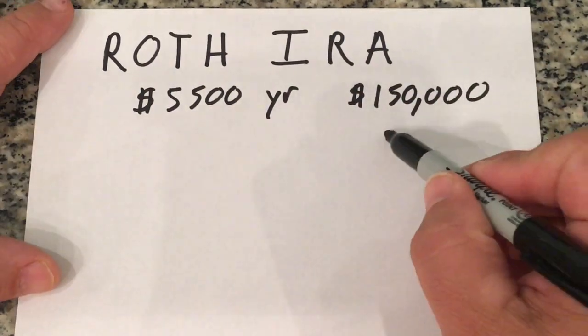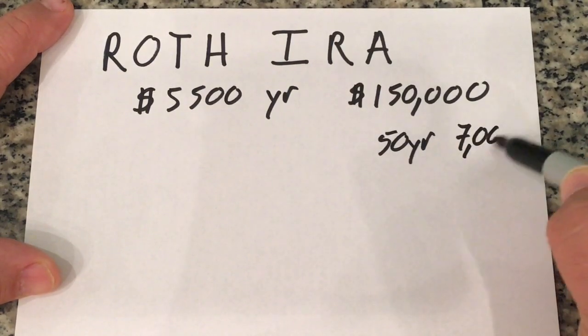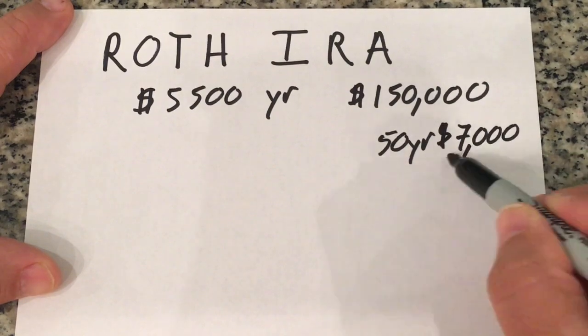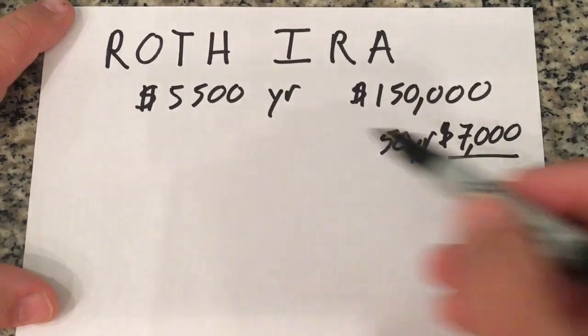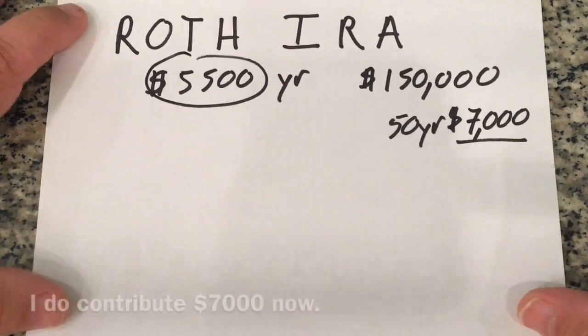Because I'm 50 years old now, I'm allowed to contribute $7,000 a year. As soon as you hit 50, they raise the amount you're allowed to contribute. But I'm just going to deal with $5,500. And we're going to run the numbers.